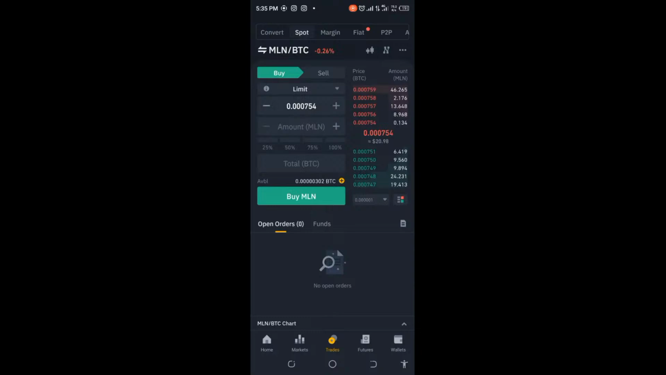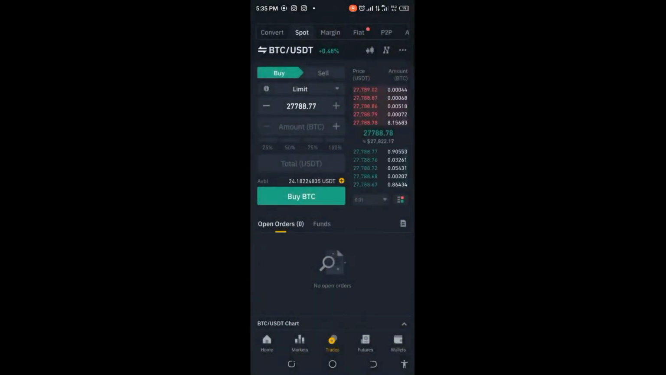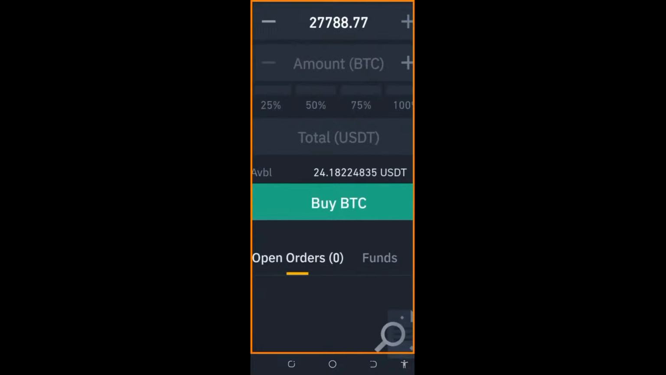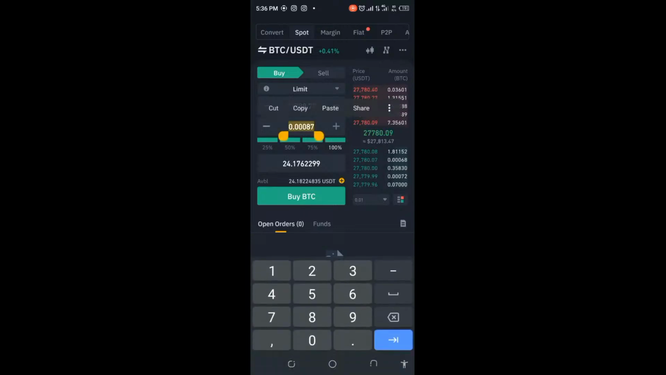So let's go ahead and check out the simulations. Okay. So I'm just going to first of all go to buy BTC because this is MLN BTC. That's where the opportunity is. So the first thing I need to buy is BTC. Like I told you, I'm using $24.18. So I'm just going to pick that up. Okay, so that's giving me 0.0087. So I'll pick that.